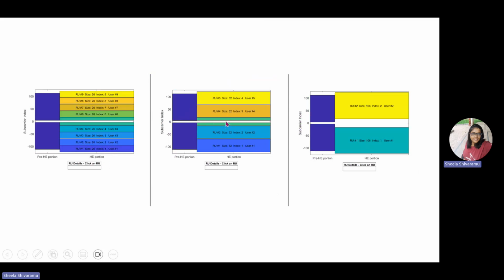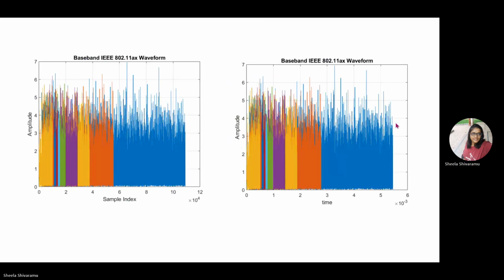So here in the middle one, user 1, user 2, user 4 and user 5 are each of 52 tones. The green color here is user 3, occupying 26 tones, 13 tones on either side of the central carrier frequency. So here there are only 2 users each of 106 tones and the middle portion of the bandwidth is unused. So this is the baseband TX waveform.